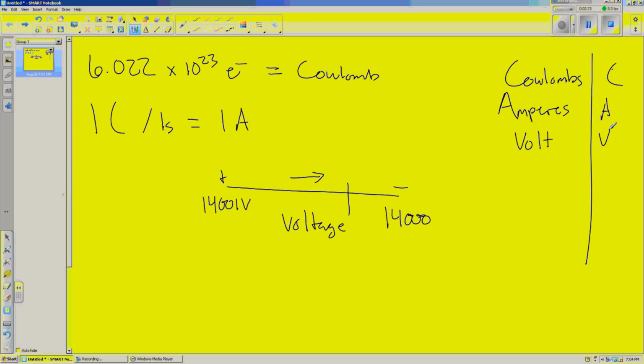Now if we do have 1 volt and we have 1 amp, or sorry, if that current moves at 1 volt for 1 second, we generate a joule of energy, 1 joule.